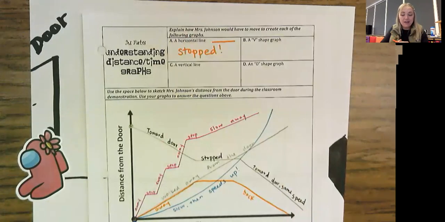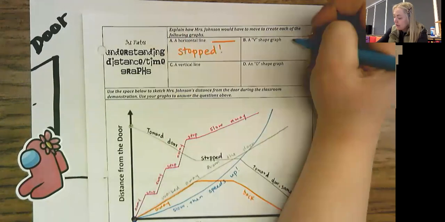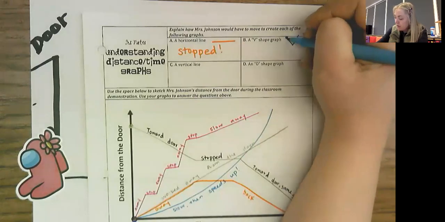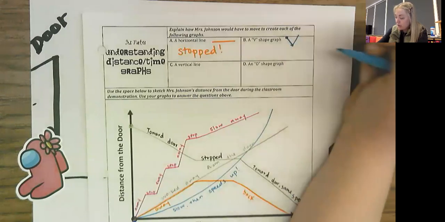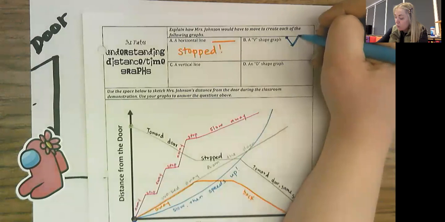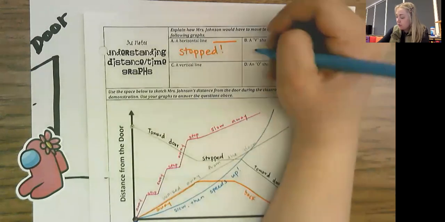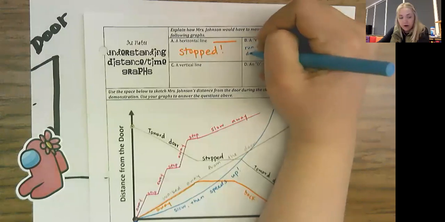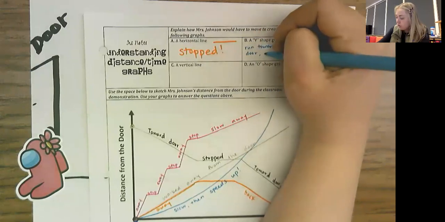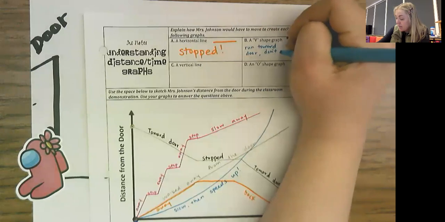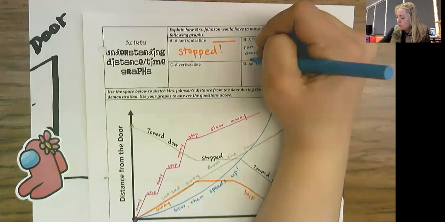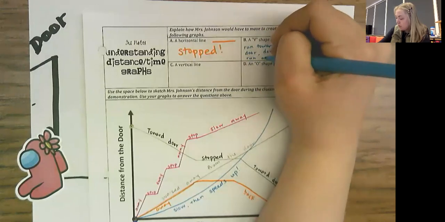How do we make a V-shaped graph? How can I go down and then back up? Well, I'd have to start away from the door. I'd start away from the door. I'd go toward the door. Then I'd spin really quick and go back away from the door. So run toward door. Don't stop, because if you stop, you would get that flat spot in the middle. Run away.